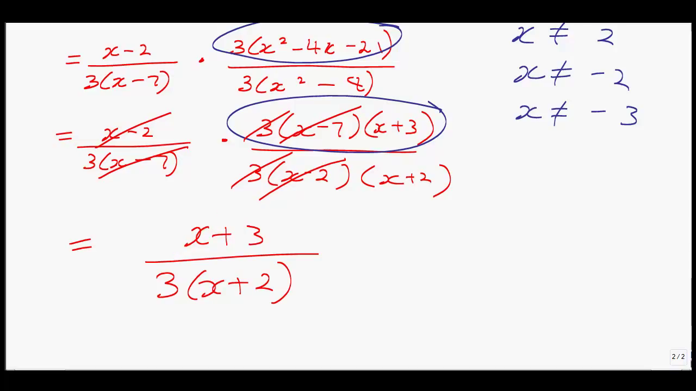Okay. So that concludes this lesson. To summarize, what I want you to make sure you do for these is always go and factor. Once you factor, then you can state what your NPVs are and then go ahead and continue your simplifying.